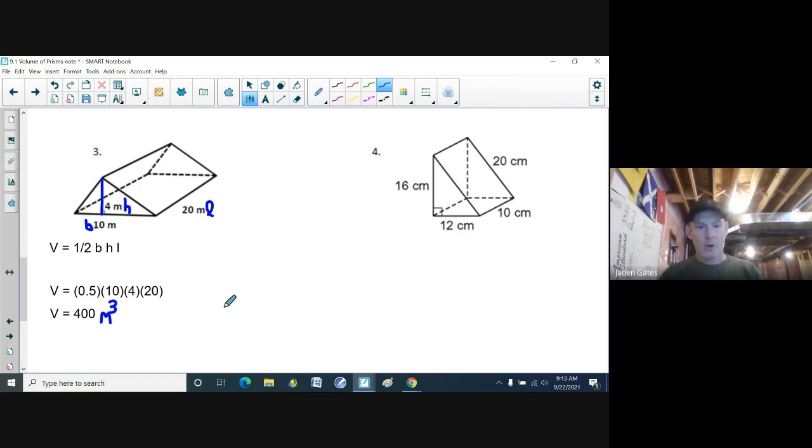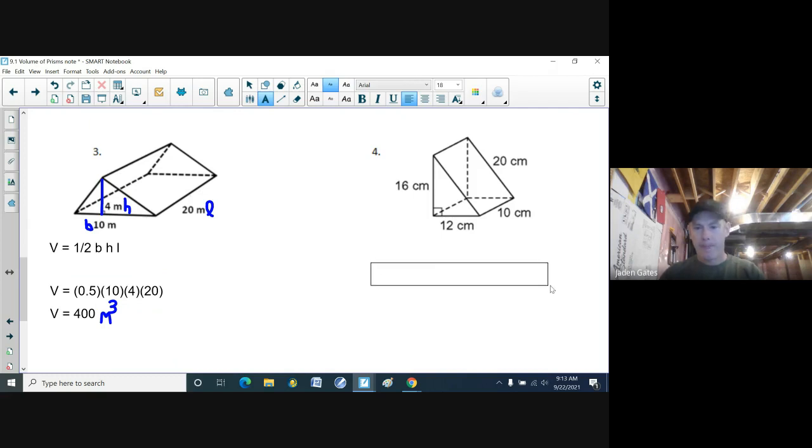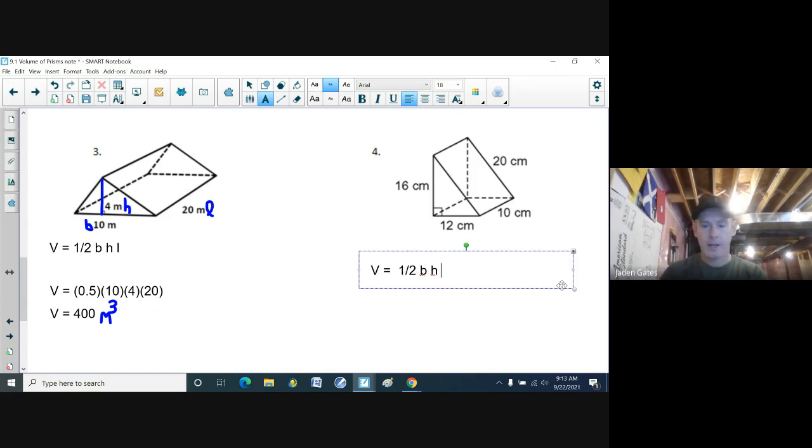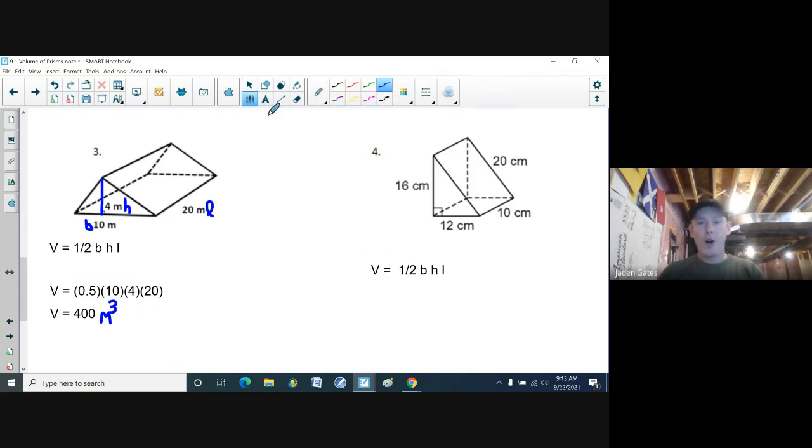All right, now, number 4. Check this out, is that we have, again, a triangular prism. But this one's not as easy because we got 4 numbers in there, right? So again, I'm going to write down the formula first. We got 1/2 the base times the height times the length. All right, so figuring things out. Well, this is a triangular prism. It's a different shape here, but straight up, there's my height.